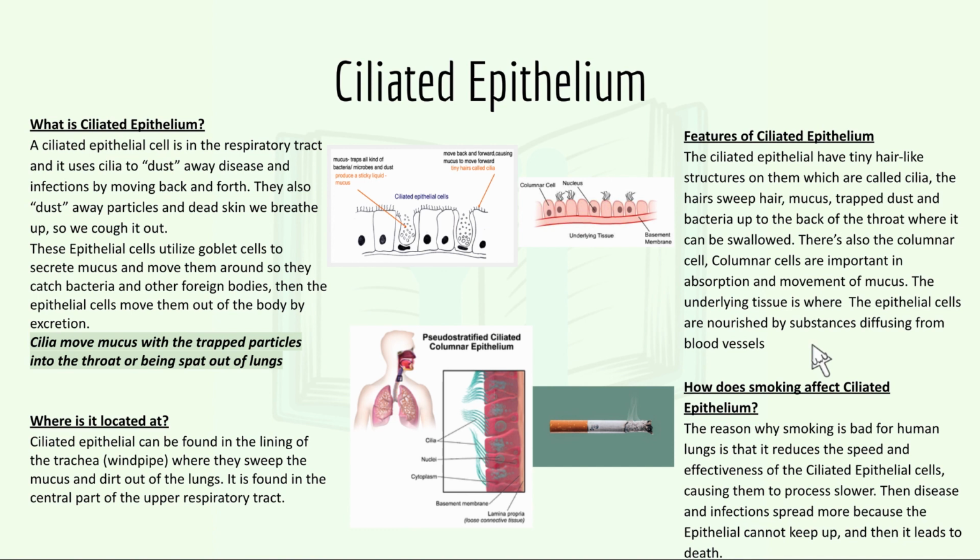And lastly, how does smoking affect the ciliated epithelium? The reason why smoking is bad for human lungs is that it reduces the speed and effectiveness of the ciliated epithelial cells, causing them to work slower. Then disease and infection spread more because the epithelium cannot keep up. And this leads to emphysema and eventually death.